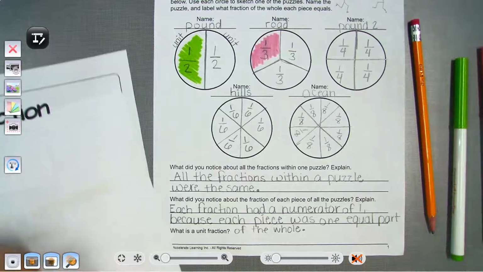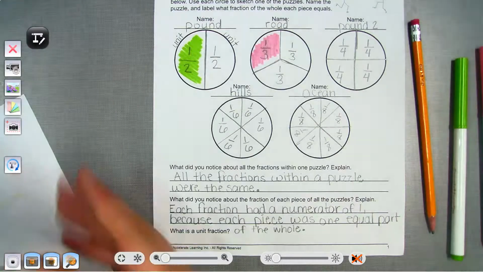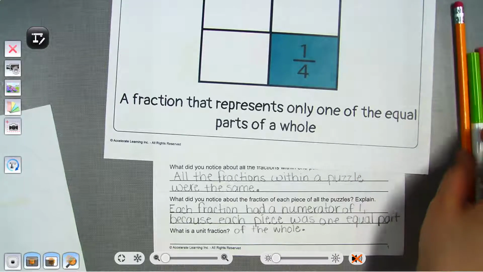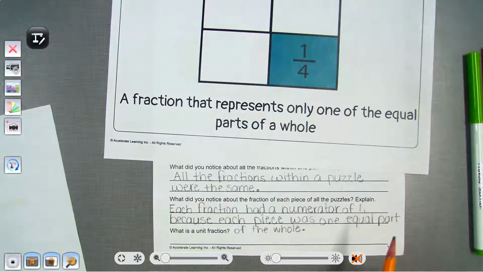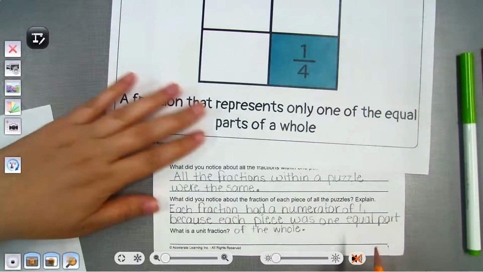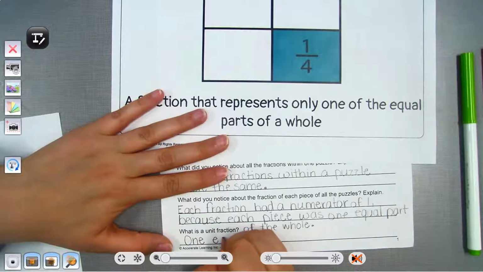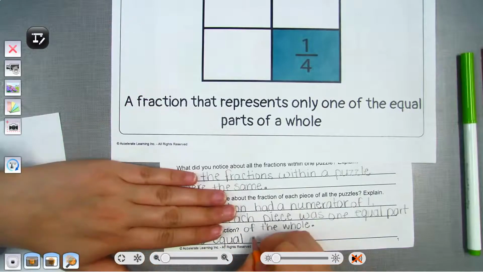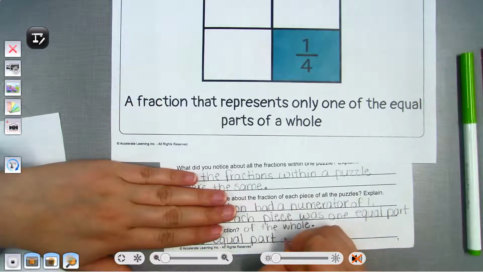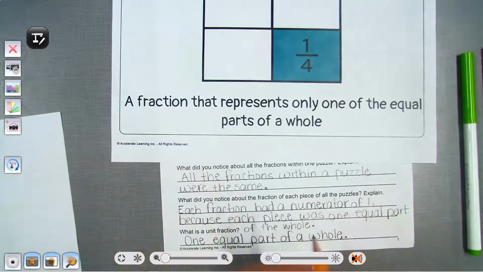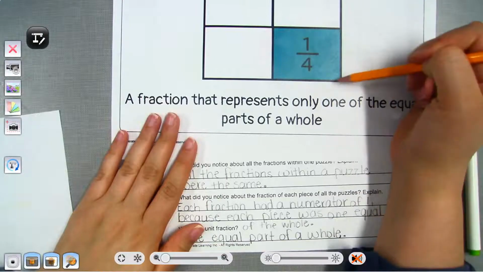Okay? So, a unit fraction, this is important, is a fraction that represents only one of the equal parts of a whole. So, a unit fraction is one equal part of the whole. So, what is a unit fraction? One equal part of a whole. That is a unit fraction. So when I say unit fraction, you should automatically think she's talking about one equal part of a whole.